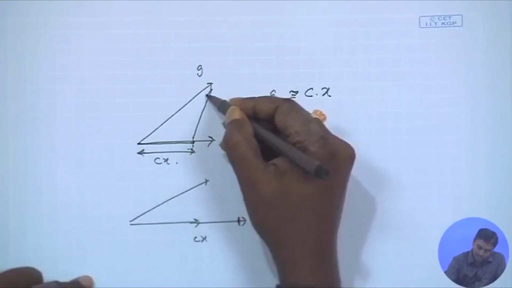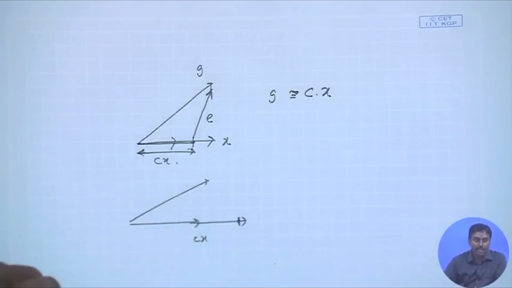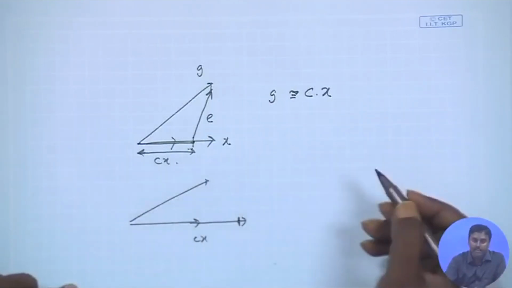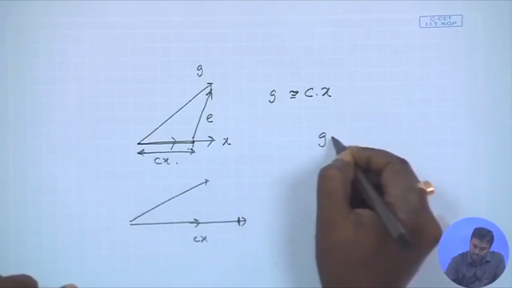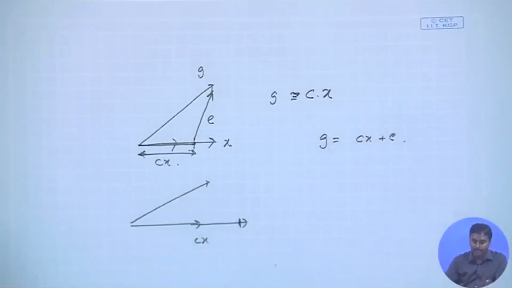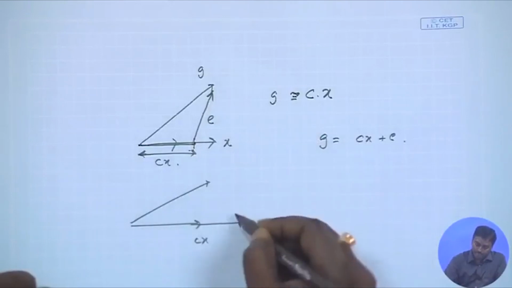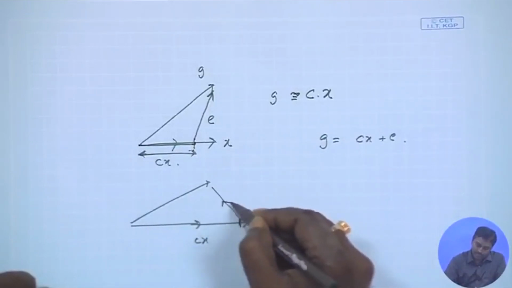So if I just put this vector which I call E, that must be the error vector. So I can immediately write in vectorial terms g is equal to Cx plus E, where E is the error, right. So if I just put it this way, then my error will be this one. If I just put it this way, my error will be this one.